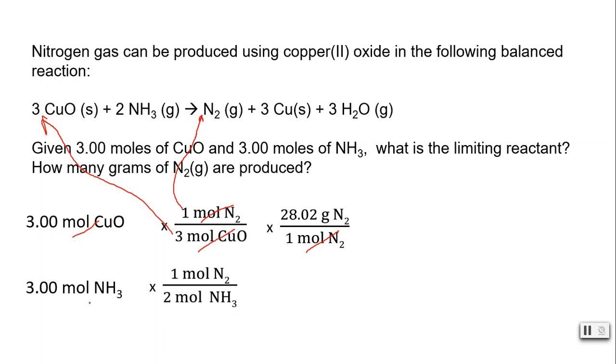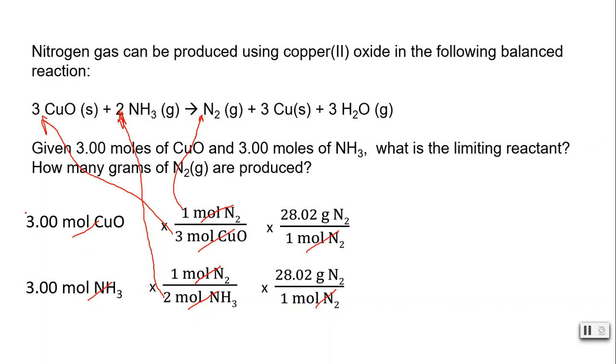We would do something similar with the second reactant, with the 3 moles of NH3. Making sure that we use the proper coefficients from the balanced chemical equation. We can go from moles of NH3 to moles of N2 by saying for every 2 moles of NH3, there's 1 mole of N2. And then using the molar mass again of N2, to go from moles of nitrogen to grams of nitrogen. And again, both of these are written so that my units cancel properly.